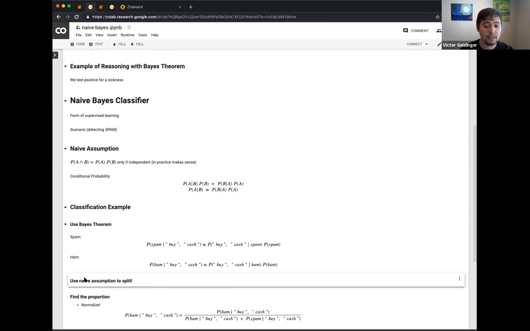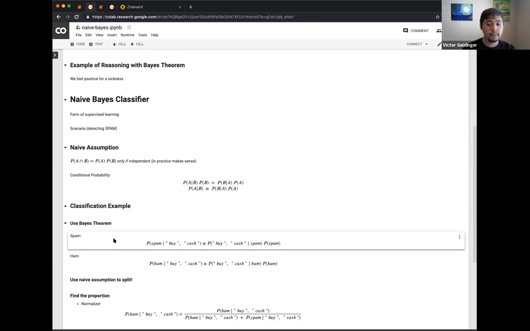So I have a little scenario here. Imagine that we're trying to figure out if something is spam or the opposite, ham. It's good emails versus bad emails. And we're going to use only a couple of words, like buy and cash. Those are kind of spammy words, so we think those are things we should look at. And we say, okay, what's the probability of it being spam given that it has the words buy and cash in it?